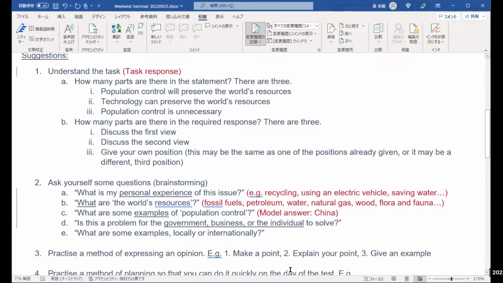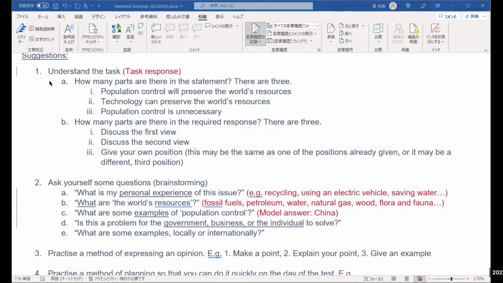And then you might ask yourself, well, what are some examples of conservation, the protection of resources, of population control, etc. And they could be local ones or they could be international ones. So all of those things should occur in about 2 minutes because you don't have a long time to prepare your answer. And you need to flesh out a plan very quickly in order to give yourself time to write 250 words. But I would encourage you to practice making a plan.